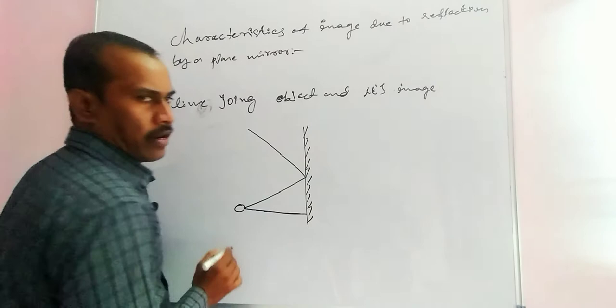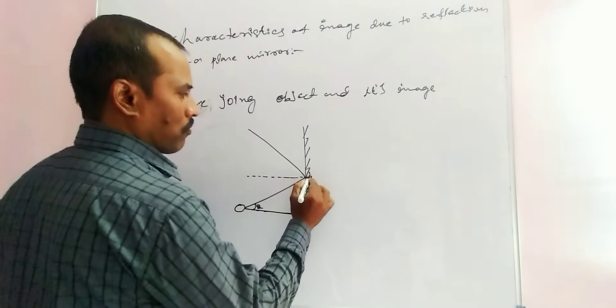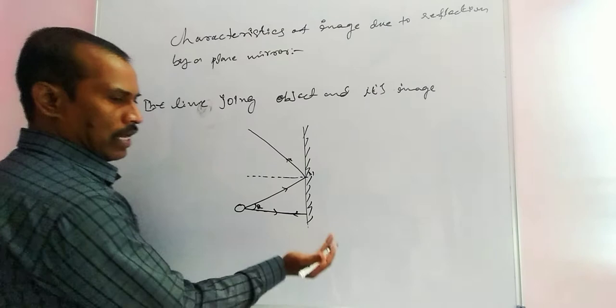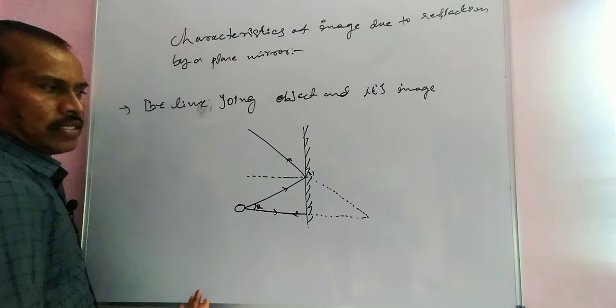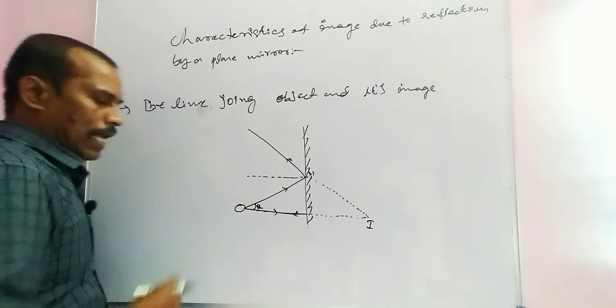Draw the normal at the point of incidence on the reflecting surface, with angle theta and phi. This is the incident ray and this is the reflected ray. These two extend. So O is the object and I is the image of this object. The distance of the object is equal to the distance of the image from the plane mirror. These are the characteristics of an image due to reflection by a plane mirror.